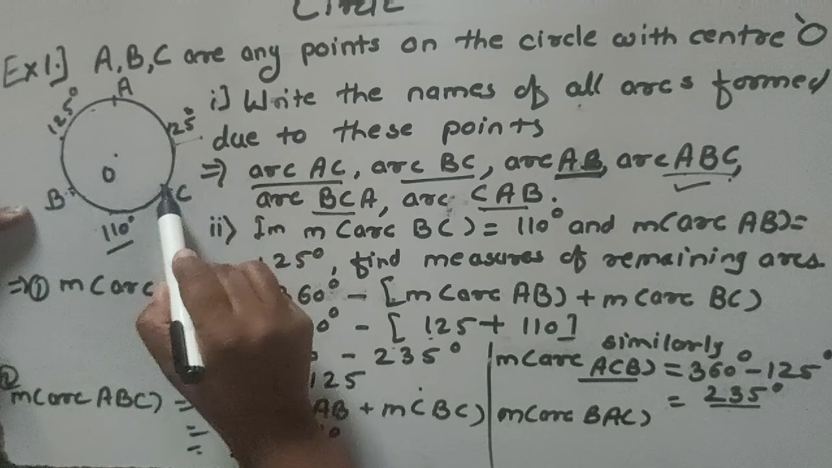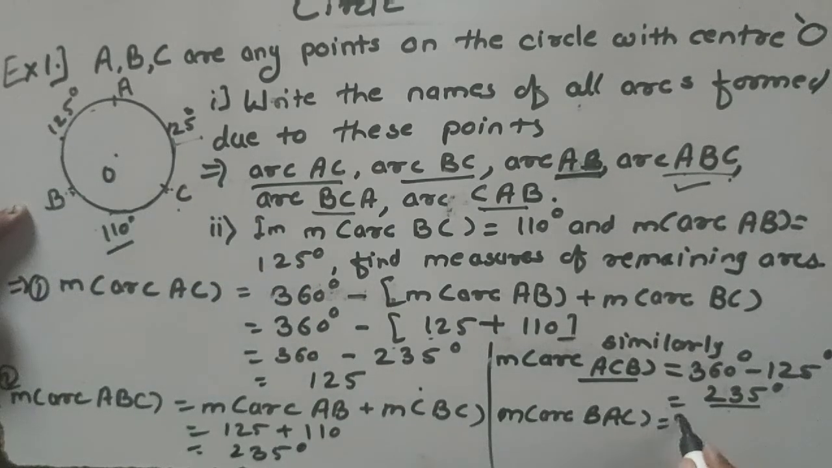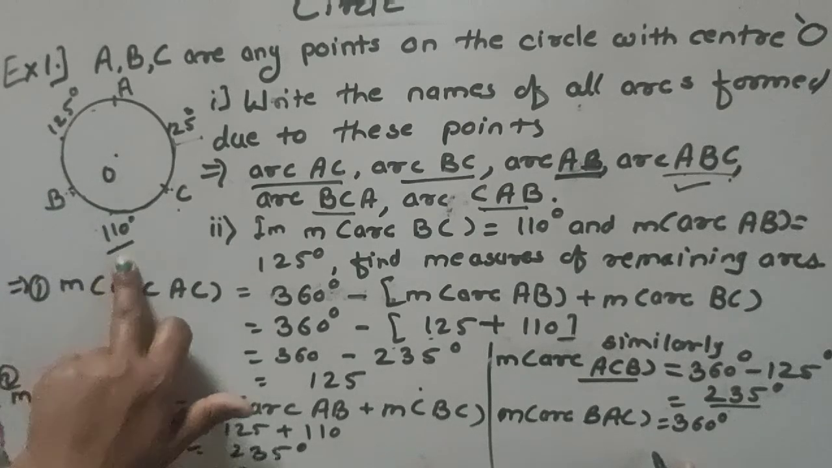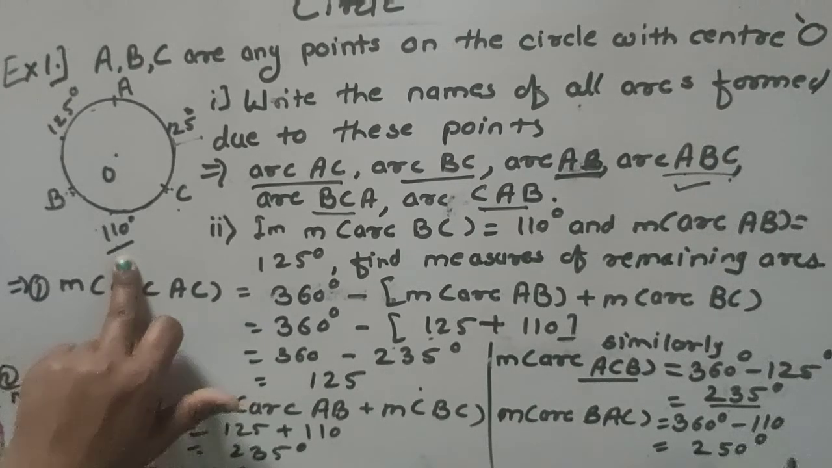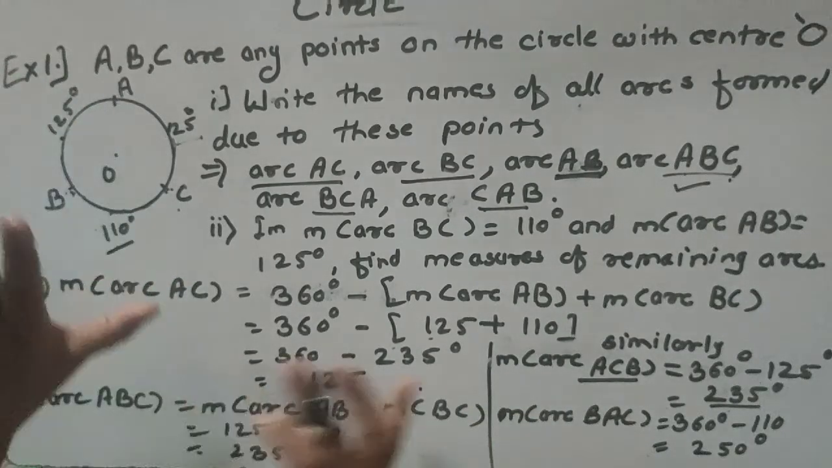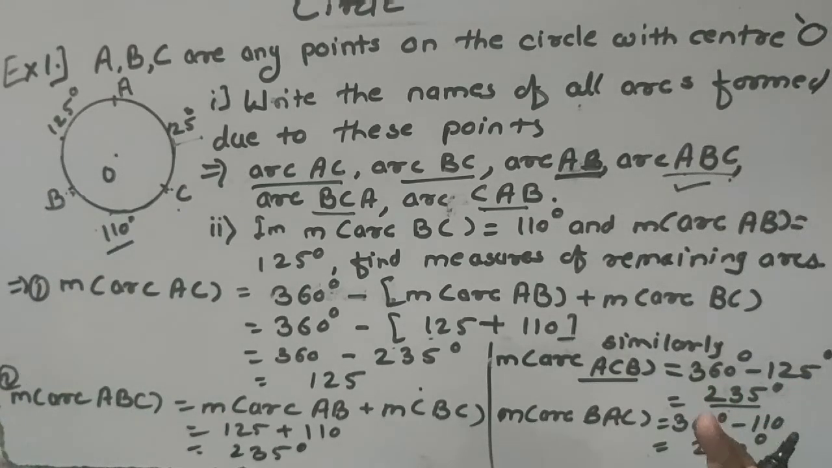You can solve this way also: add 125 plus 125, or subtract 110 from the whole circle. The measure of the circle is 360, and if you subtract 110, you get 250 degrees. So by using the property that the sum of all arcs of a circle is 360, and the sum of measures of a circle, these two properties, we find the measures of all arcs of a circle. After that, we will move towards the next example.